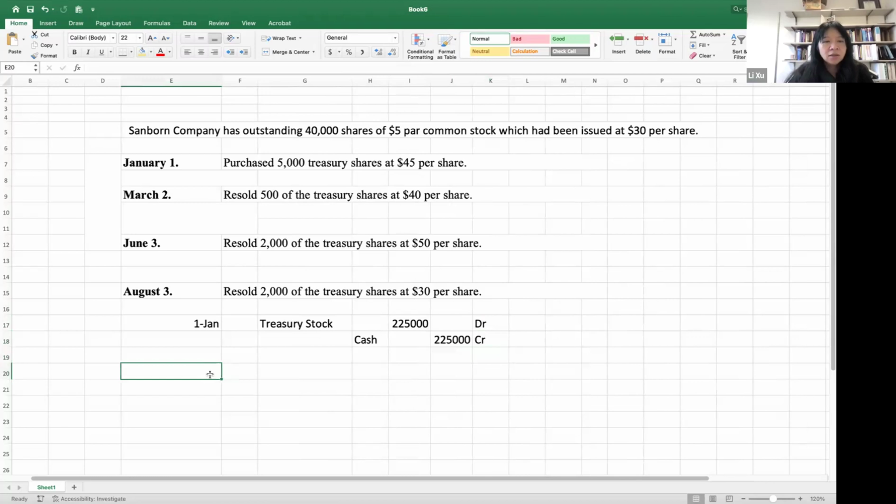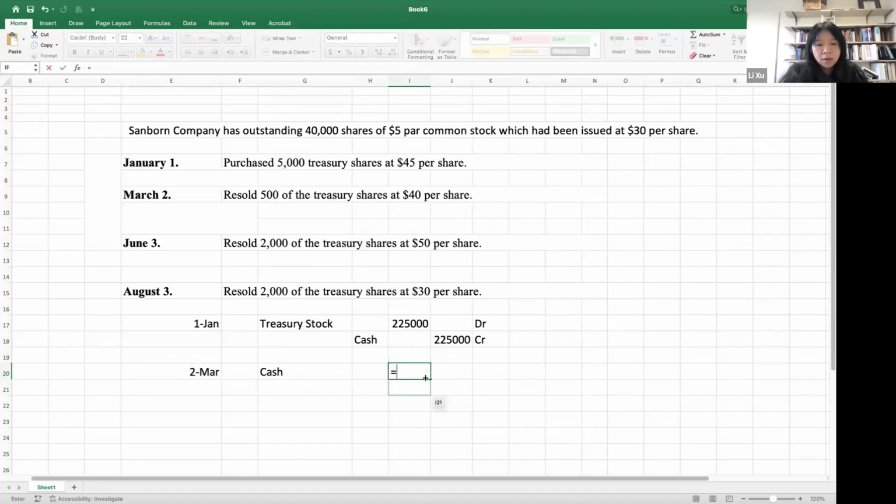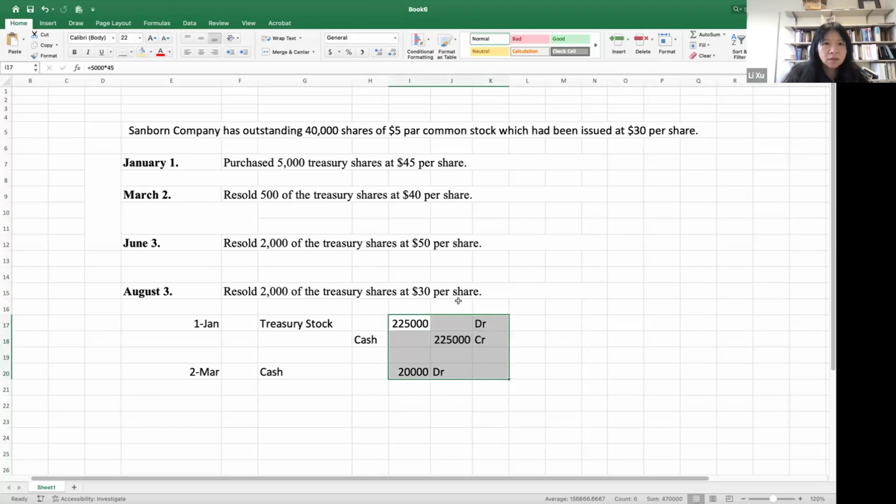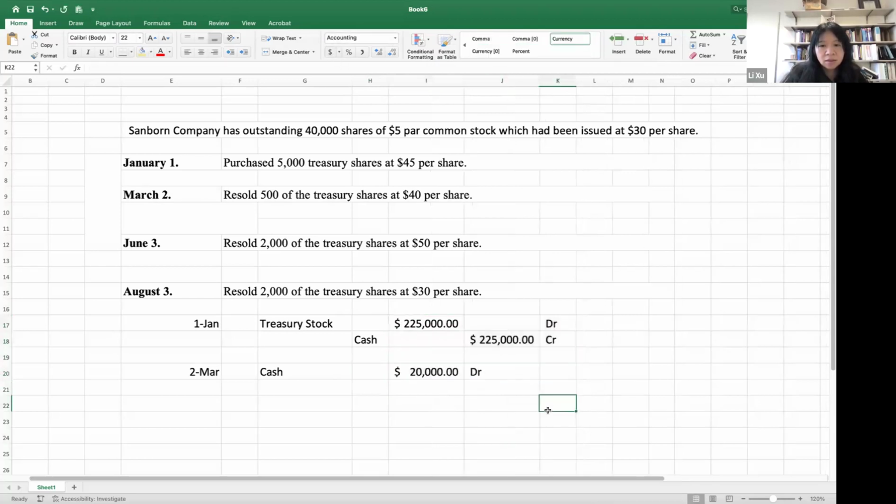Okay, so the next one is going to be March 2nd. On March 2nd, the company made the first sale, and they sold 500 treasury stocks, this time at $40 per share. And we're going to start with the cash. That's how much you receive from the sales. $40 times 500 shares. So that's the cash dollar amount.